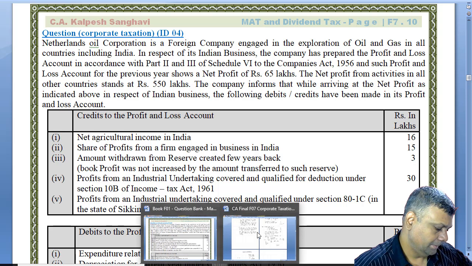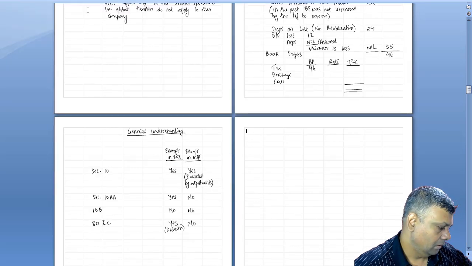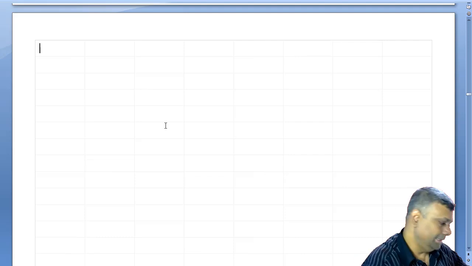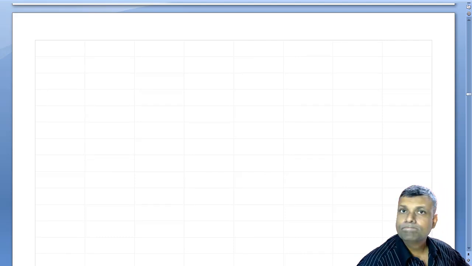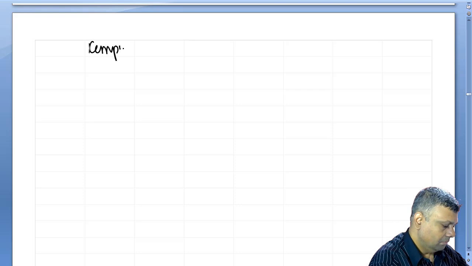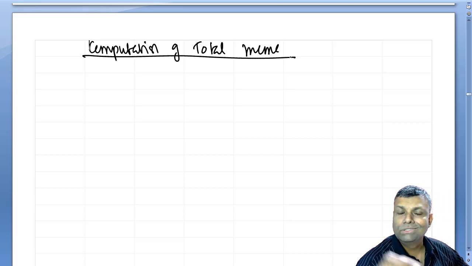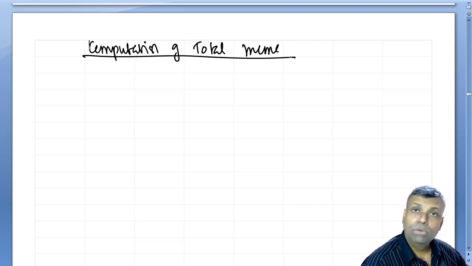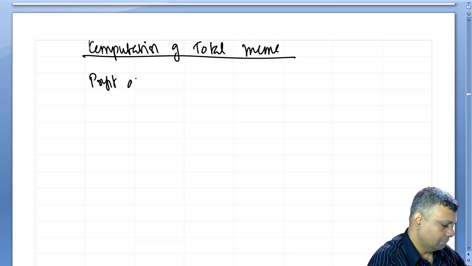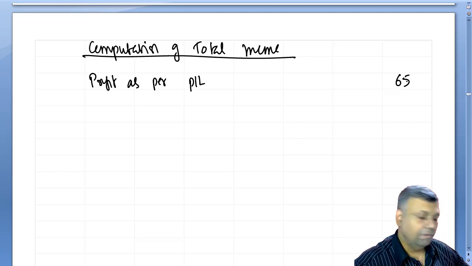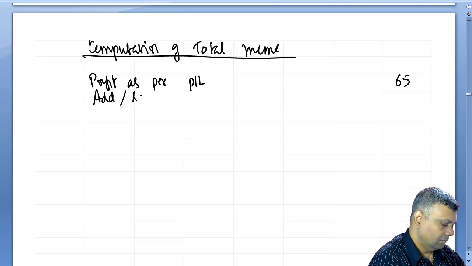So I can open up my answer. Okay, so computation of total income. I'm not repeating those notes with respect to the foreign company, the basic note that I've written before is the same. Computation of total income. Profit as per P&L 65 lakhs. Add, less adjustments.